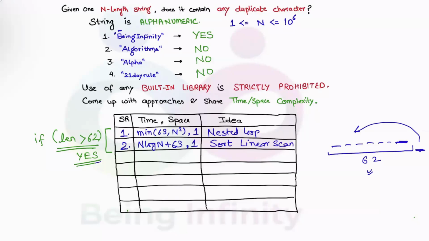Okay. Talking about another approach, think about, can we use another array? Can we use a Boolean array? Let's call it DAT, direct address table. So what we do is we take a Boolean array.